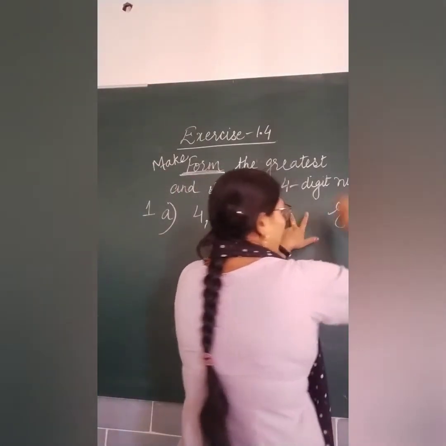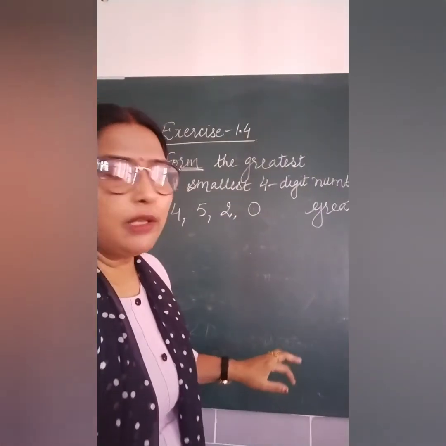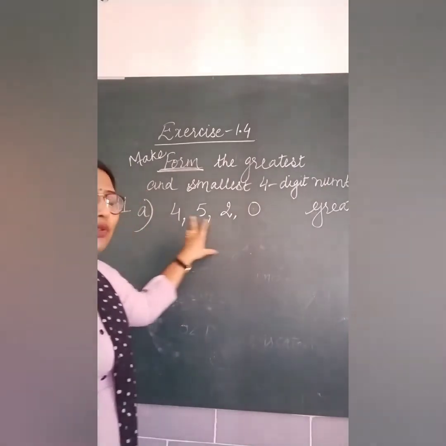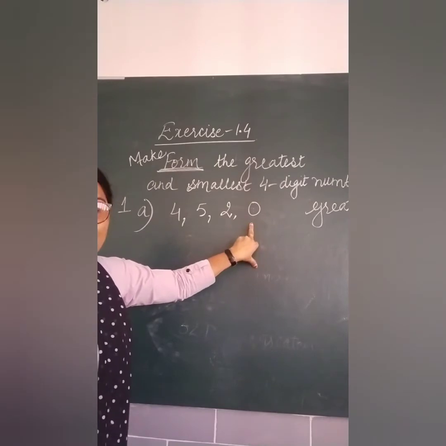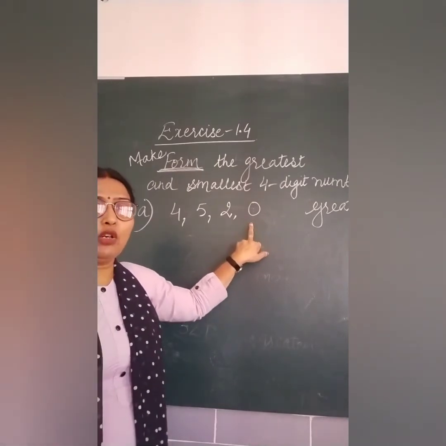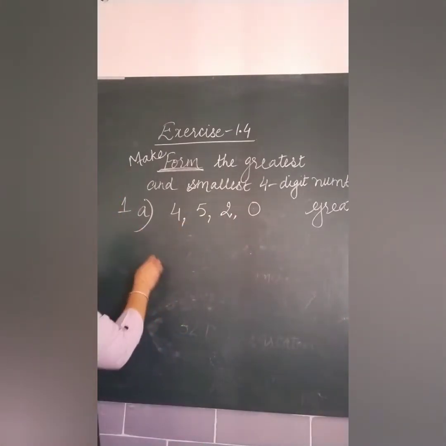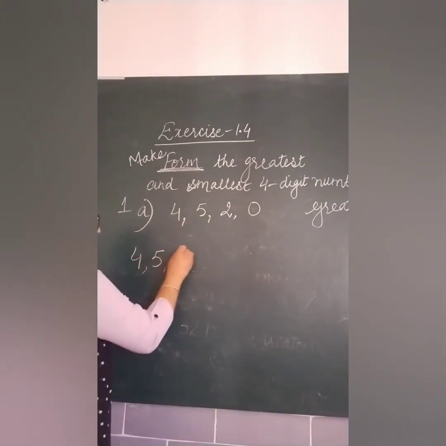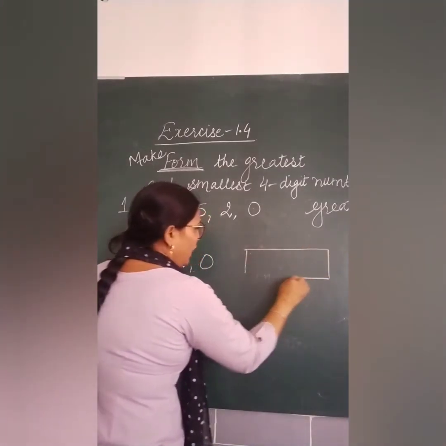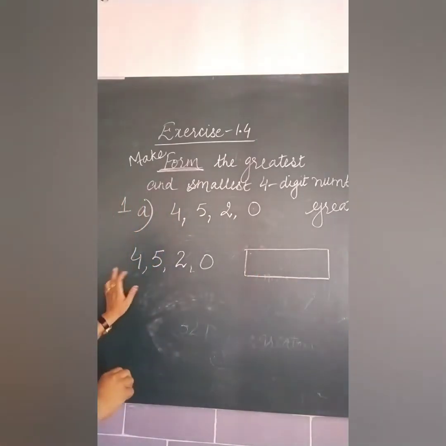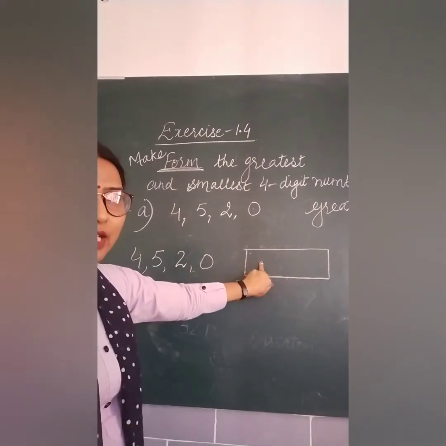Yes, for forming the greatest number, what do we have to do? We have to arrange these digits in descending order, or we can say decreasing order. Then how will we write this? In your book it is written in this style. One box is given here, beta, and you have to write the answer in the box. इन digits को हमने decreasing में लिखना है and we have to write that number in the box.